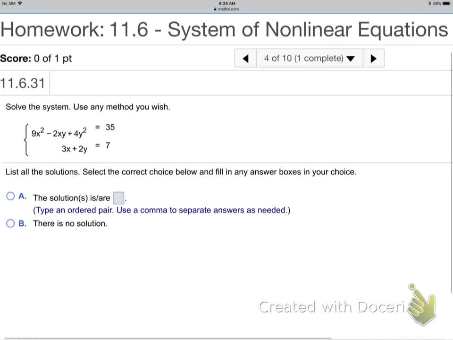The top one or the bottom one? For sure the bottom one, huh? Because it's easier. Always start with the easier one. So for sure the bottom one, I'll grab this one. So 3x plus 2y is 7.